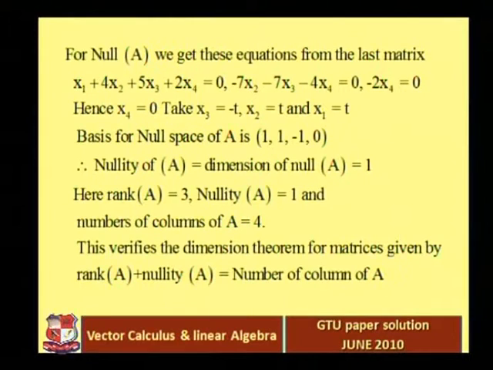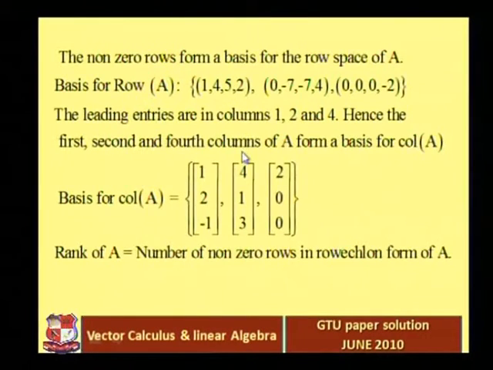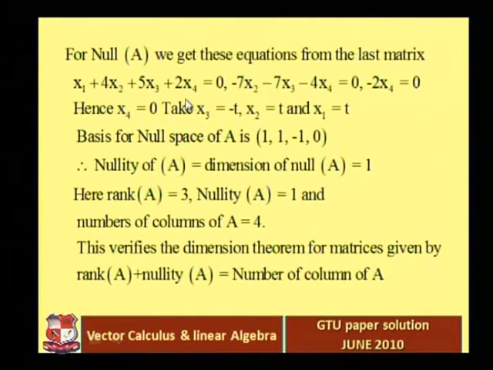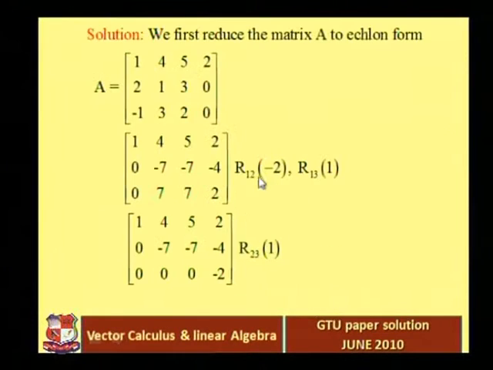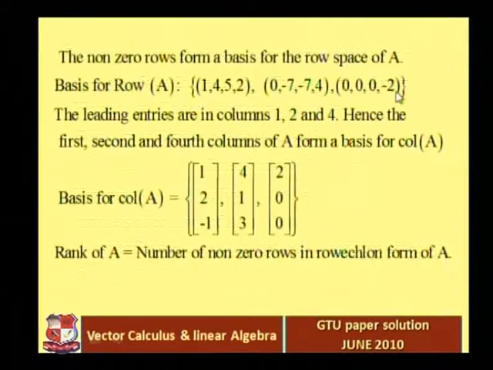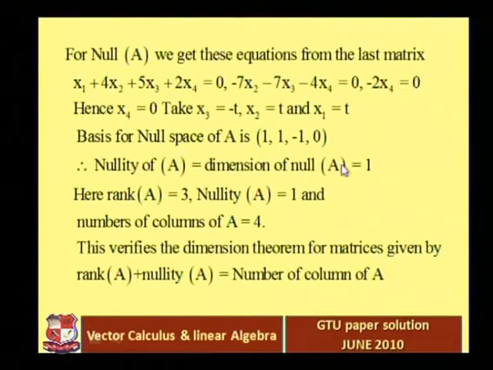For the null space of A, we get these equations from the last matrix C. The first equation is x1 plus 4x2 plus 5x3 plus 2x4 is equal to 0. The second equation, from the second row, is minus 7x2 minus 7x3 minus 4x4 is 0. And the third equation is minus 2x4 is equal to 0. These 3 equations come from the row echelon form matrix.